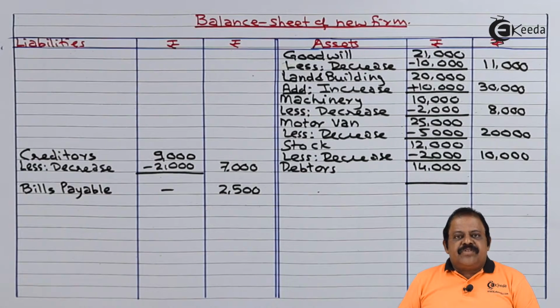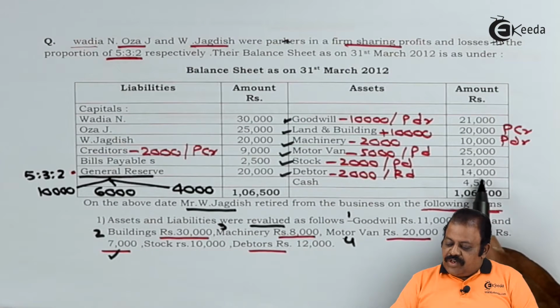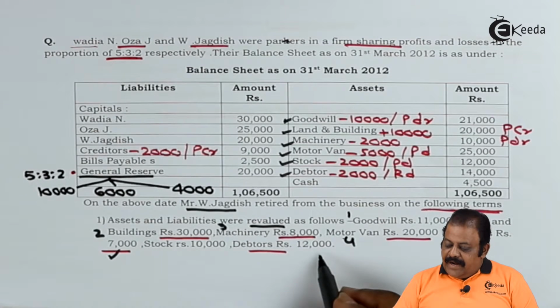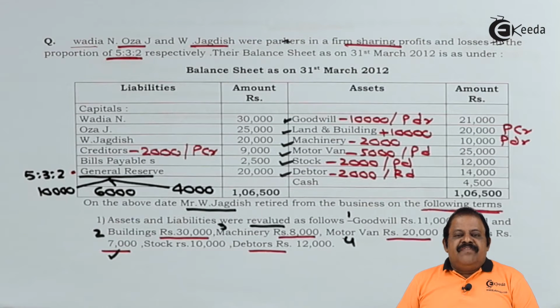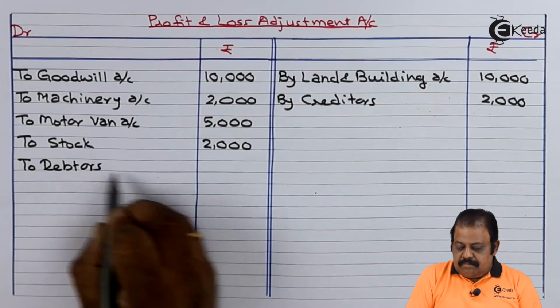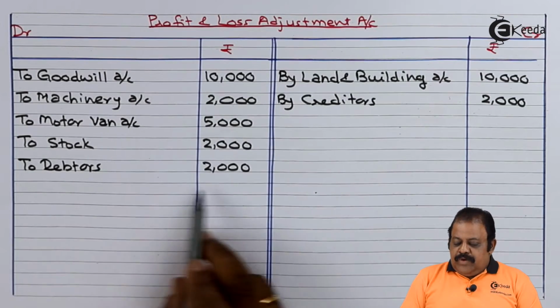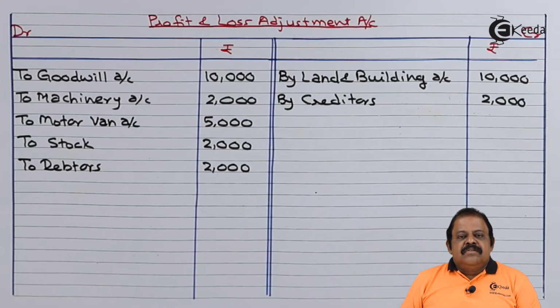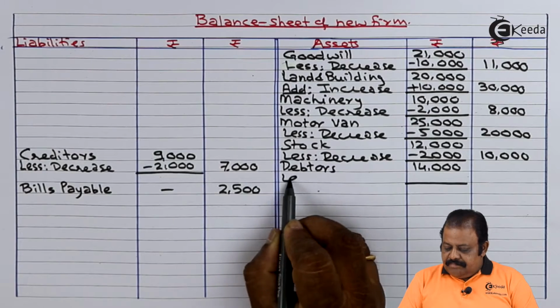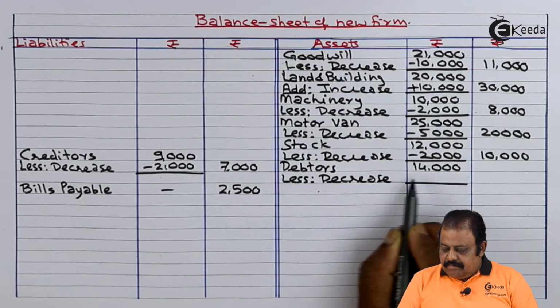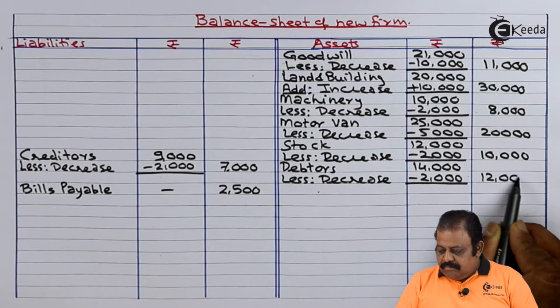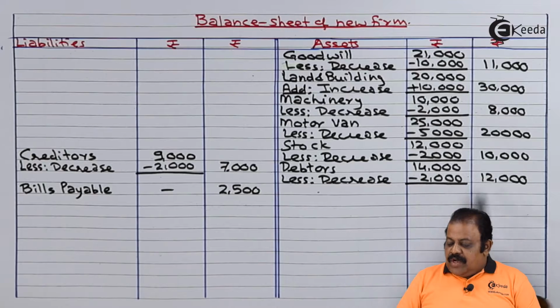revalued at 10,000. Debtors book value is 14,000, revalued at 12,000. One effect, profit and loss adjustment account debit to debtors 2,000. Second effect, balance sheet asset less from debtors. Debtors 14,000 less 2,000. Outer column we have 12,000.